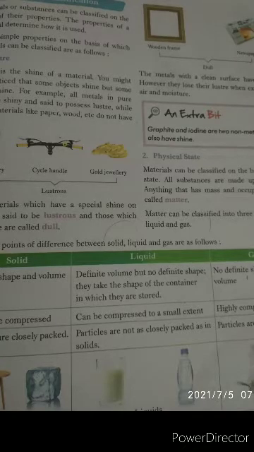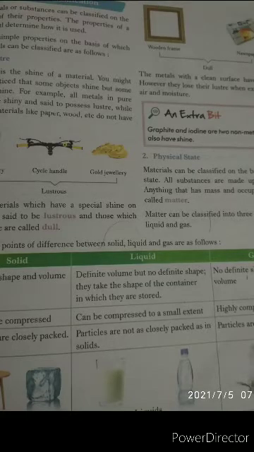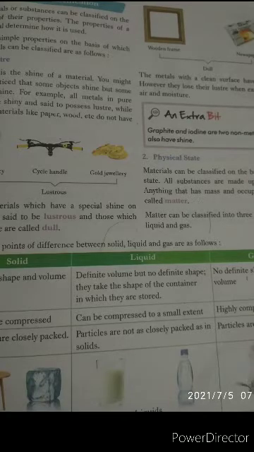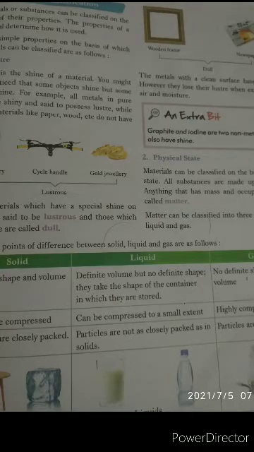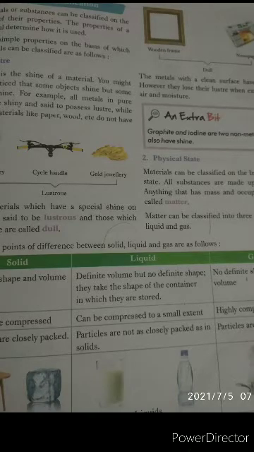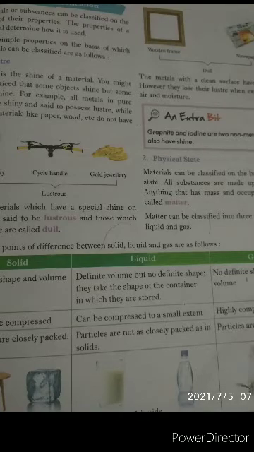Basis of classification. Heading: Basis of classification. Materials or substances can be classified on the basis of their properties. The properties of a material determine how it is used. On the basis of property, materials are classified. That's given here. Some simple properties on the basis of which materials can be classified are as follows. How materials are classified on the basis of properties is given here.